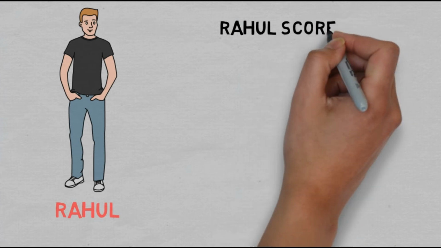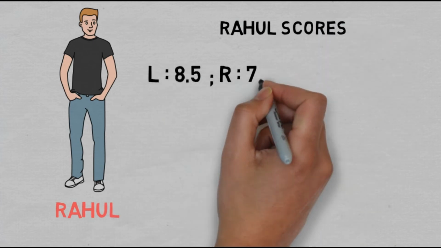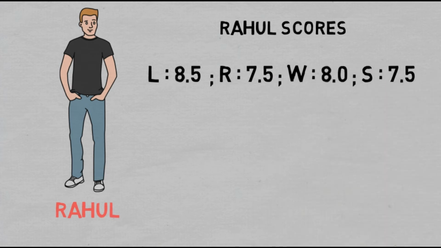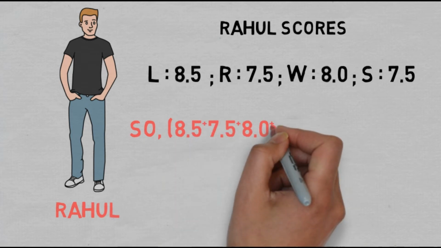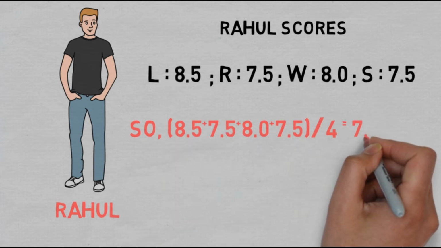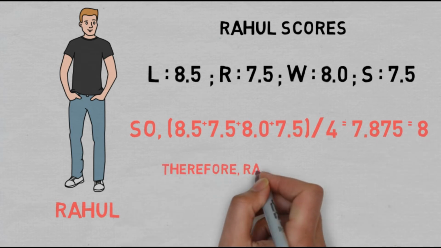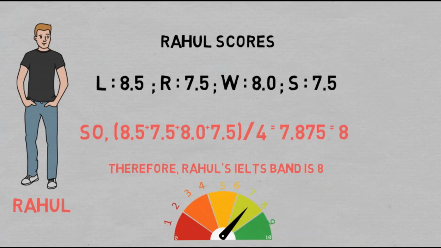So let us take Rahul's case. Rahul scores 8.5 in listening, 7.5 in reading, 8 in writing and 7.5 again in speaking. If I calculate the average of these 4, it comes out to be 7.875, which is rounded up to 8. That means Rahul's IELTS band is 8. This is how the IELTS band or the IELTS scoring is given.